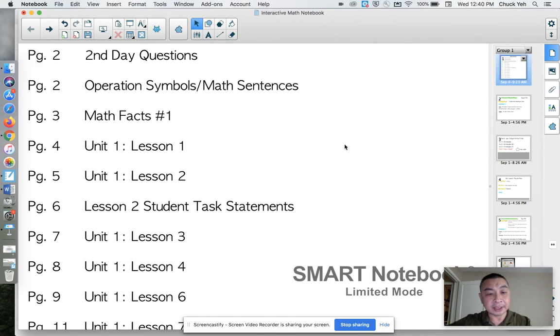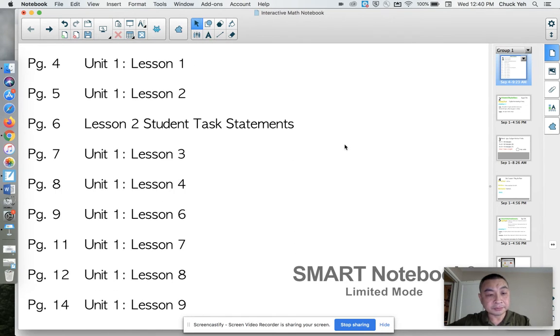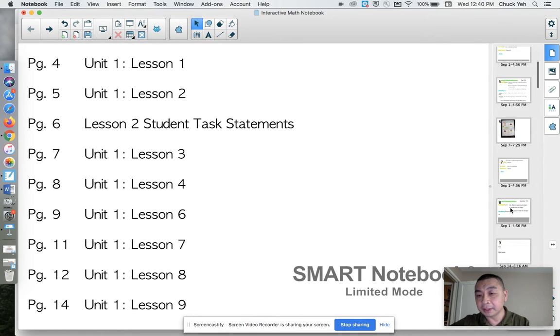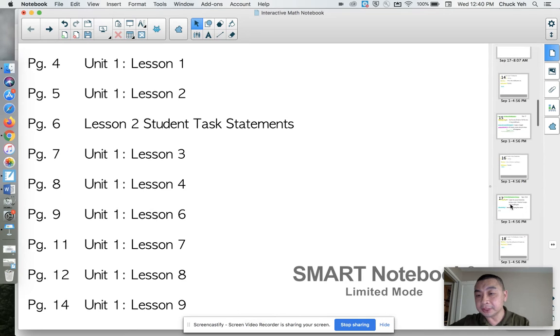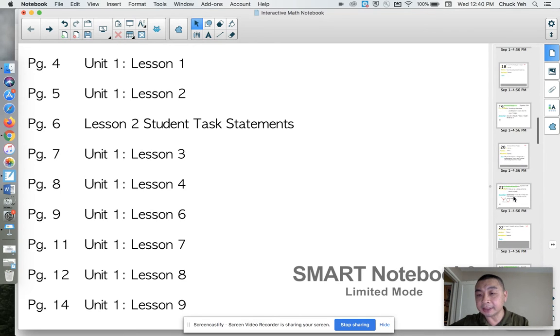Okay, and then we're going to talk about unit one lesson 9 today. So again, pause it. Make sure you write all this down. So this should be in your notebook, not on a note card, not on a piece of paper. This should be in your notebook. All right. Once you're done, you can unpause it.